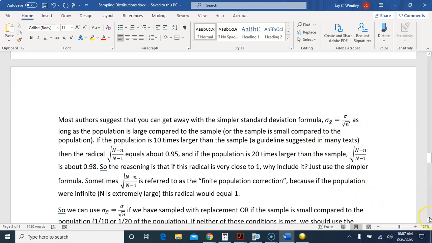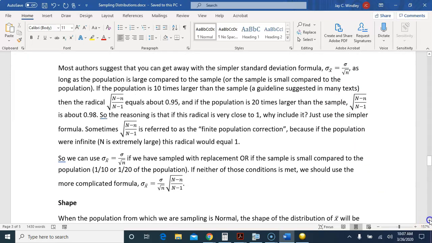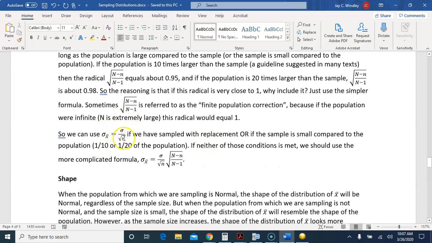So usually the guideline is you can use this simpler formula for the standard deviation if you're sampling with replacement, or if the sample is small compared to the population.